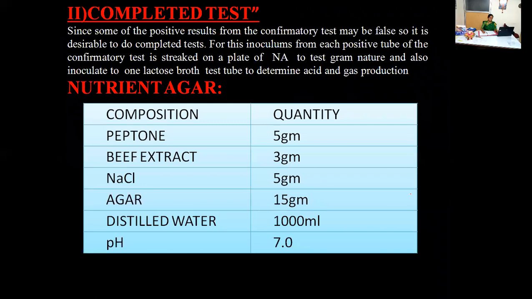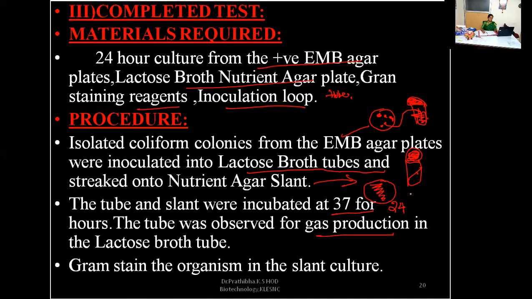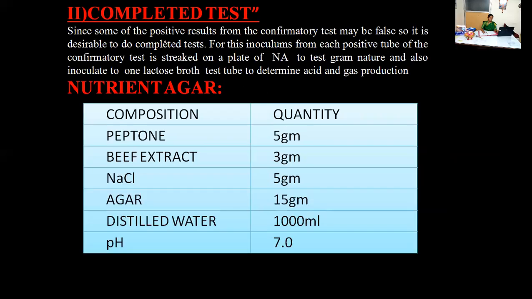So the completed test continues here. Since some of the positive results from the confirmatory test may be false, it is desirable to do the completed test. First was the presumptive test, where we got the positive result. Again, in the confirmed test, we confirm the presence of coliform bacteria by growing on the EMB agar plate. Whatever grows on the EMB agar plate will be further inoculated into the lactose broth tube and the nutrient agar tube.